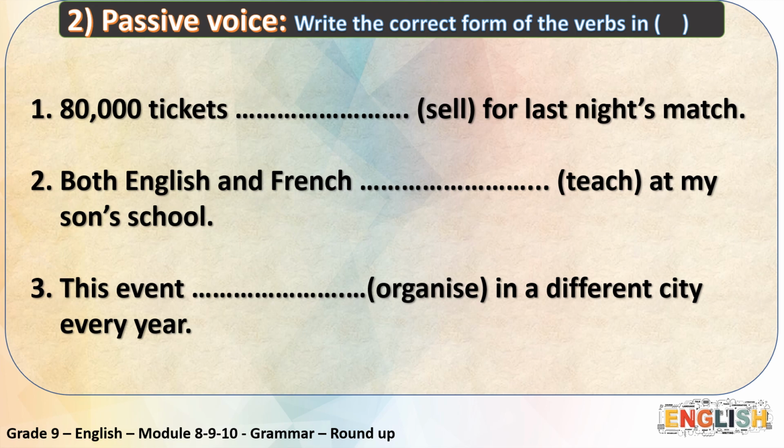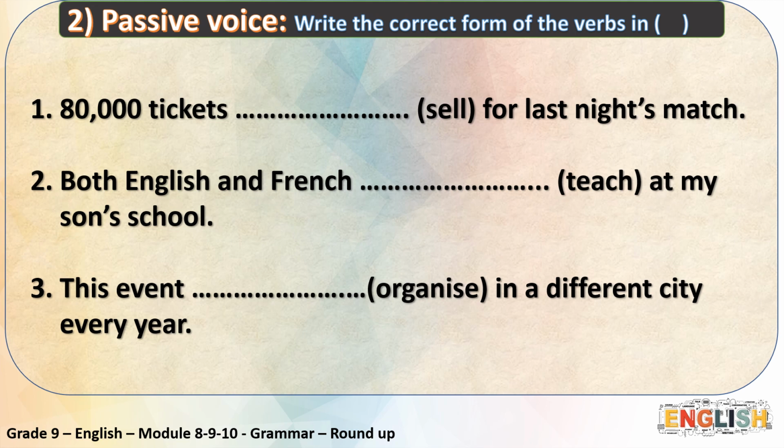Number 3, we have to use a suitable form of be, is or are in the present, and was or were in the past. Then we change the verb in brackets into the past participle. Let's begin with sentence number 1.